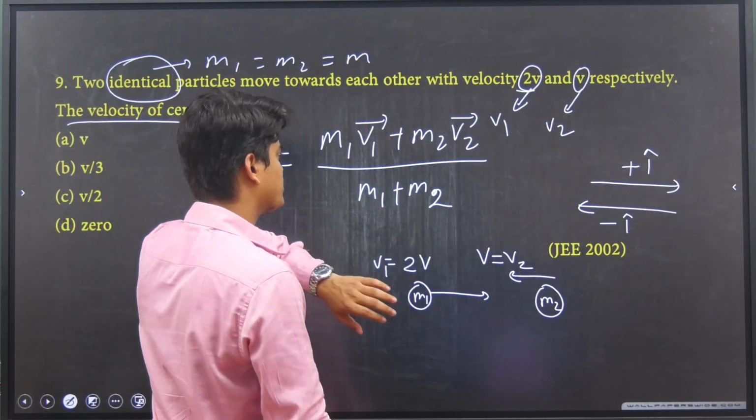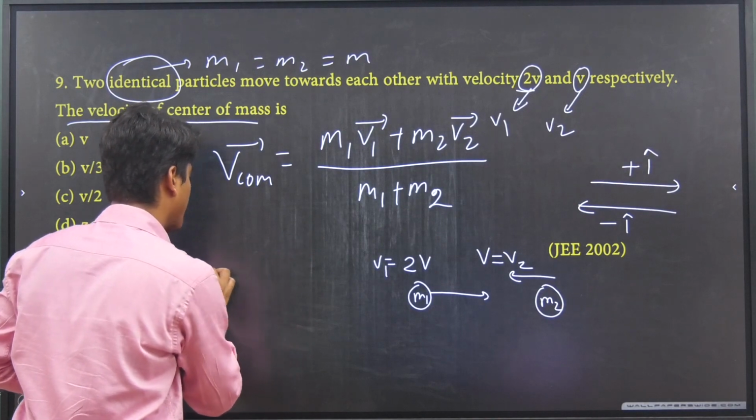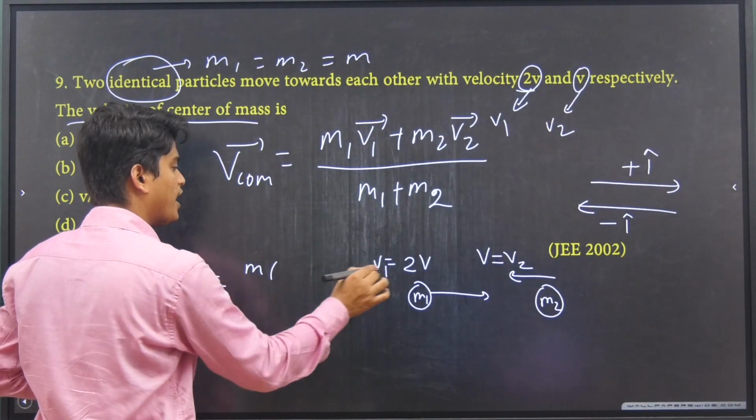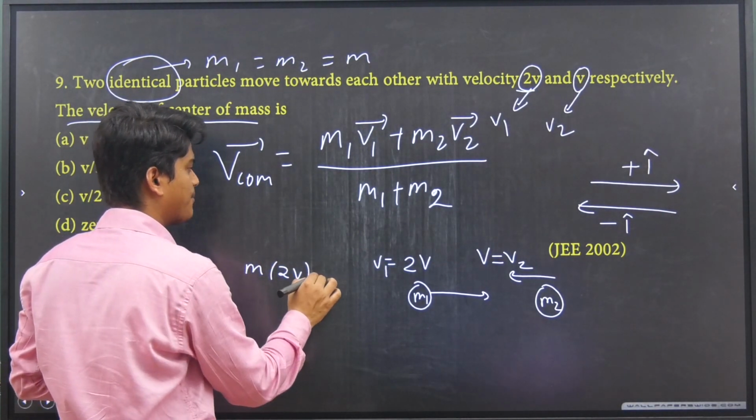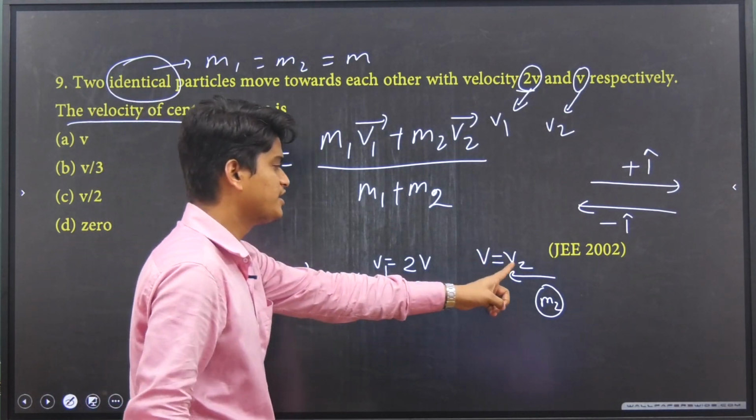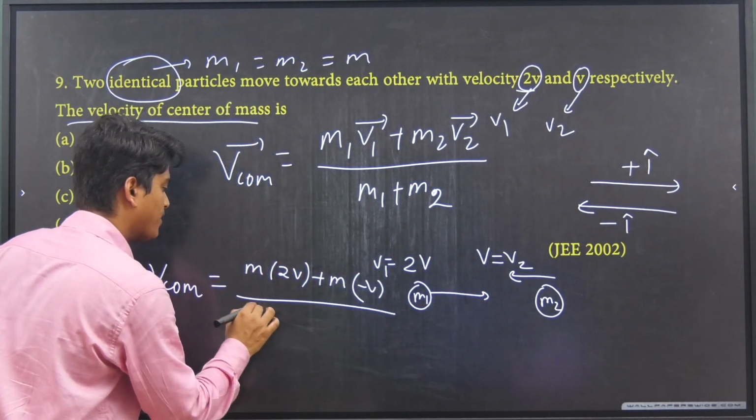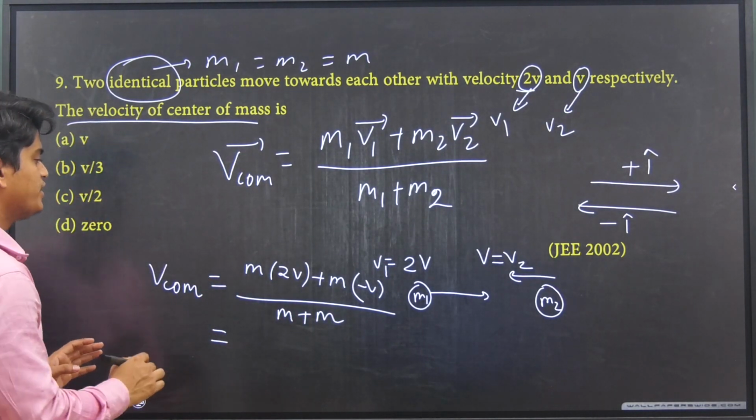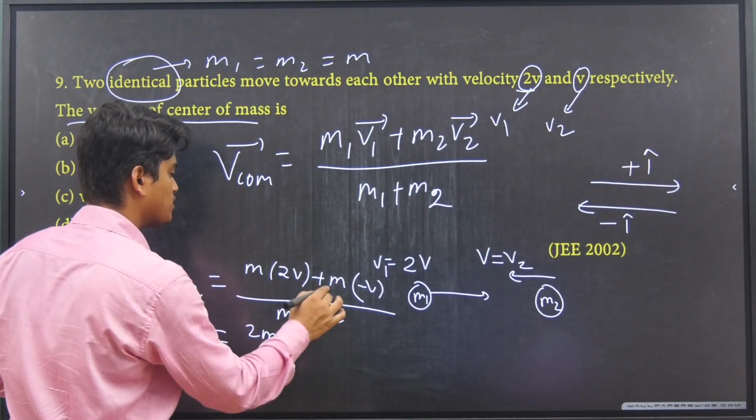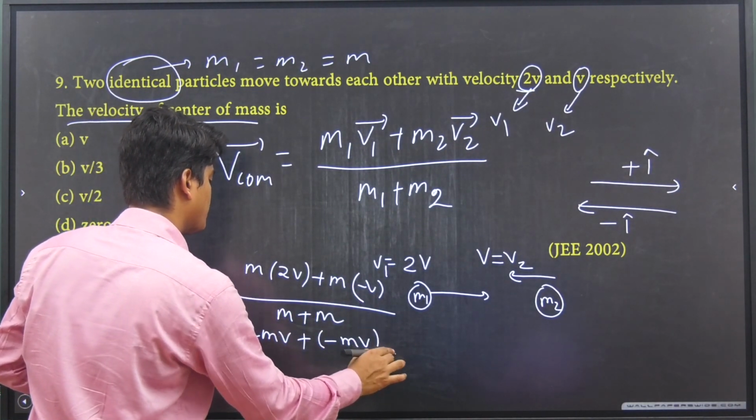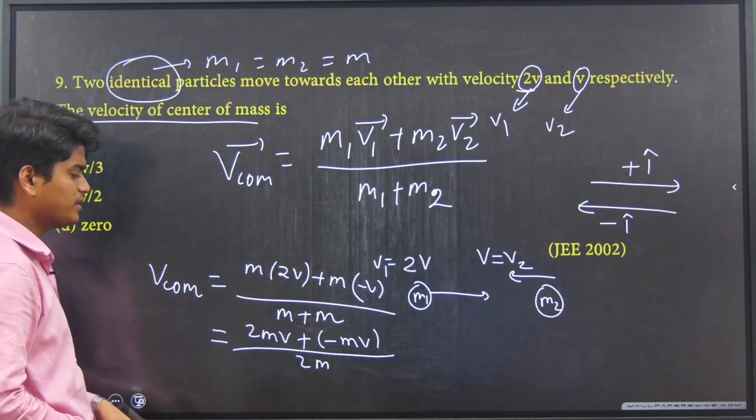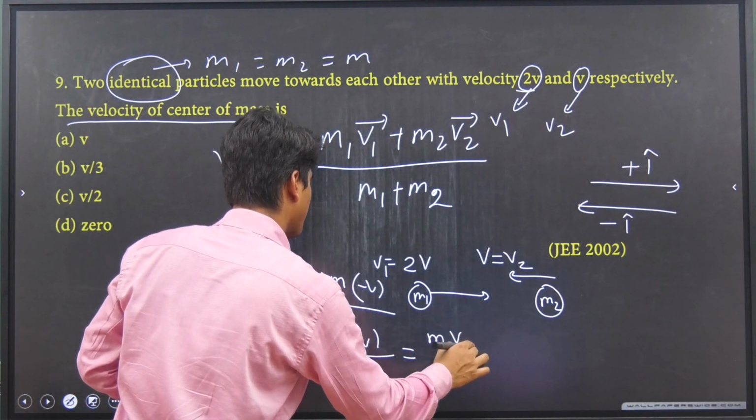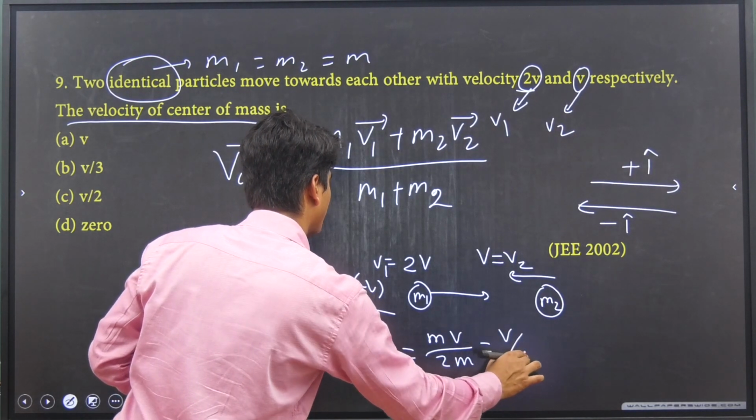Now if I take this consideration and substitute here, I'm directly writing my velocity of center of mass. It will be m1, which is m, with velocity plus 2v, plus m2, also m, with minus v, divided by the addition of the masses, m plus m. Okay, now solve it. So m into 2v gives 2mv, plus minus mv, divided by 2m. Now you can check, it will come to mv by 2m, or you can write it as v by 2.